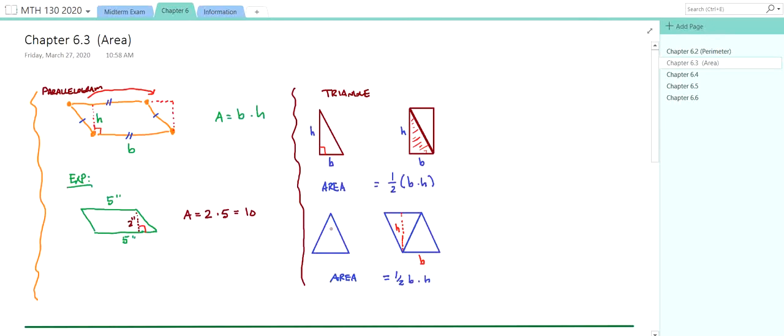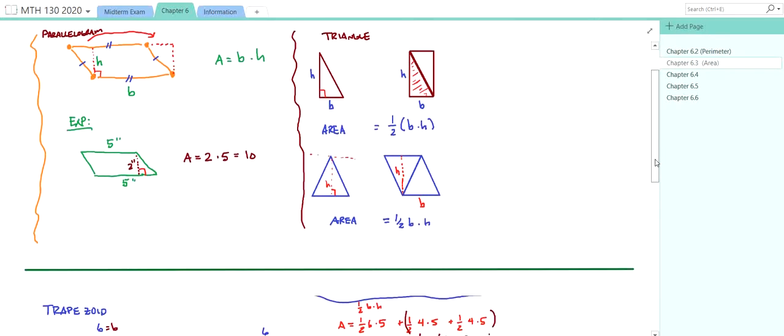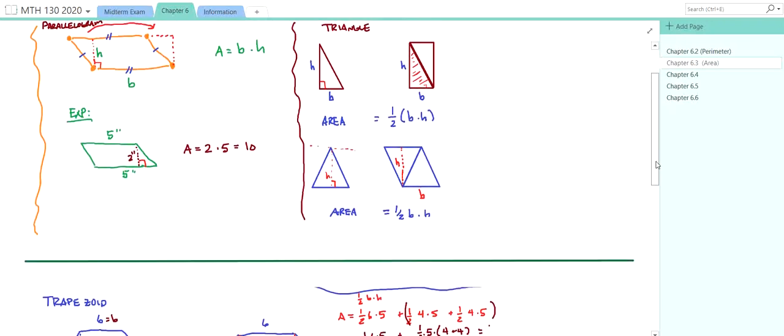So that works on any triangle. What we have to do is figure out what this height is, the perpendicular distance to this height of our triangle. Once we figure that out, we can just create a parallelogram, and we already know that the area of a parallelogram is base times height, so the triangle is 1/2 base times height. So any triangle that will work for.